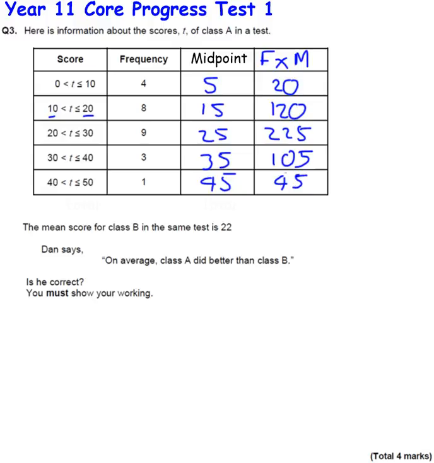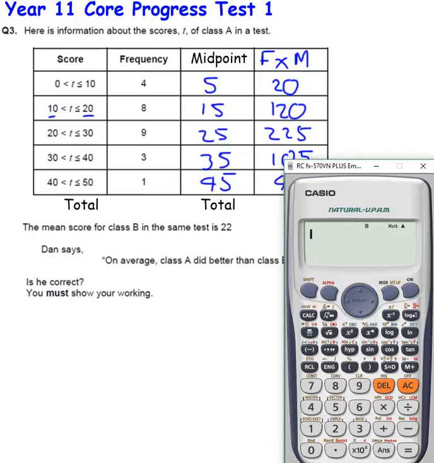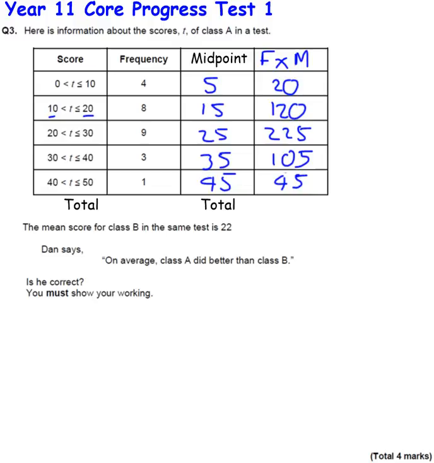The next stage is to work out the total amount of marks for Class A. So we need to add up the column of frequency multiplied by the midpoint. And we also need to work out the total amount of people who have taken the test. So that's our total frequency. So we need to use our calculator to add the 2 columns up. So for our total frequency, it's 4 plus 8 plus 9 plus 3 plus 1, which gives us 25. So we know that 25 people have taken the test in Class A.